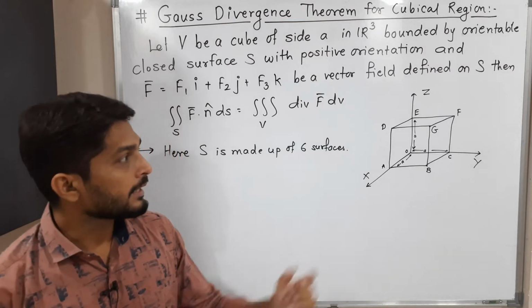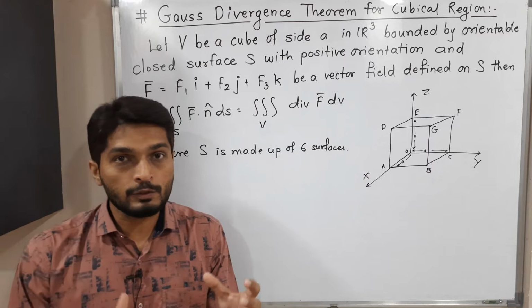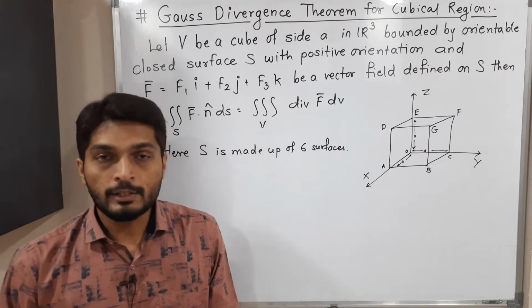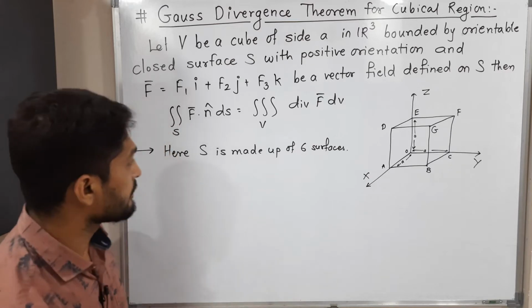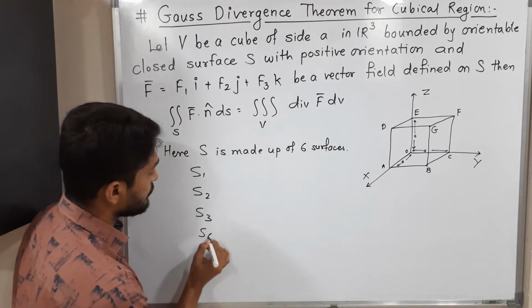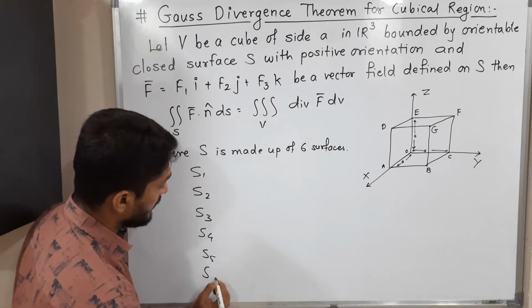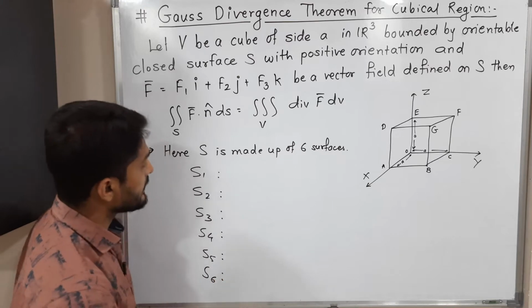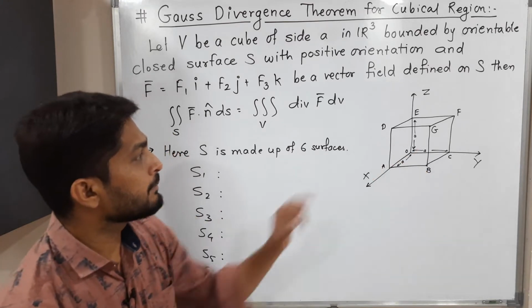As you can see here, that surface S is a surface of a cube, which is clearly made up of 6 different surfaces. So let me mention all those 6 different surfaces. S is made up of S1, S2, S3, S4, S5 and S6. So what is S1 I will consider? I will consider this ABGD.